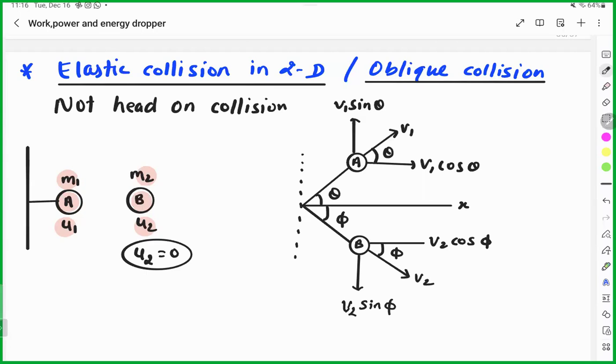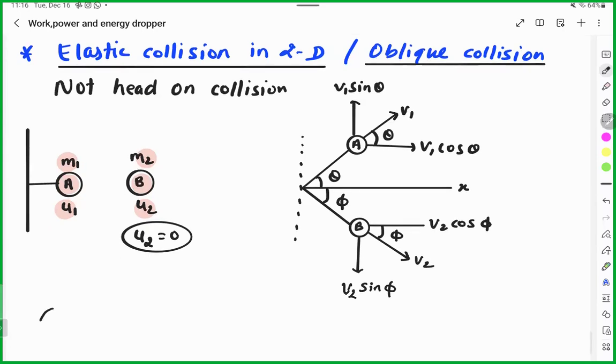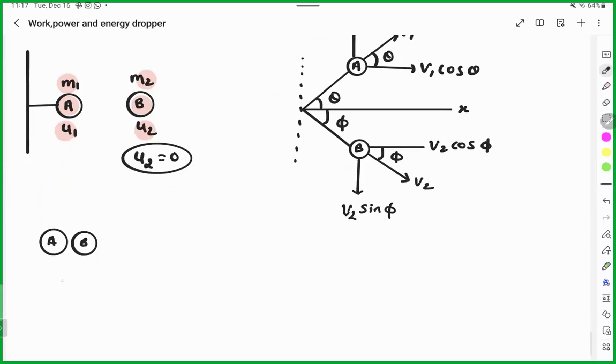Right? If there is a head-on collision, for example, this is A and this is B, both look exactly head to head, so they will move in linear motion. But for example, if body A is here and body B is here, both on the x-axis, what will happen? A will hit B and then they will move in different directions. Correct? The best example is this.